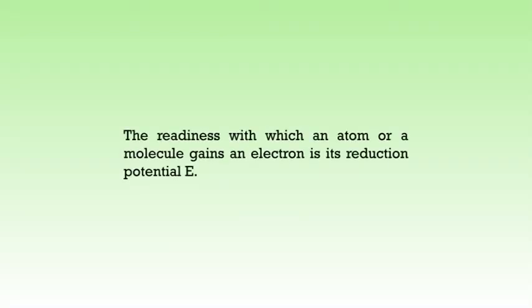Reduction potentials measure affinity for electrons. Let's see how. When 2 conjugate redox pairs are together in solution, electron transfer from the electron donor of one pair to the electron acceptor of the other may proceed spontaneously. The tendency for such a reaction depends on the relative affinity of the electron acceptor of each redox pair for electrons. The readiness with which an atom or a molecule gains an electron is its reduction potential, E.